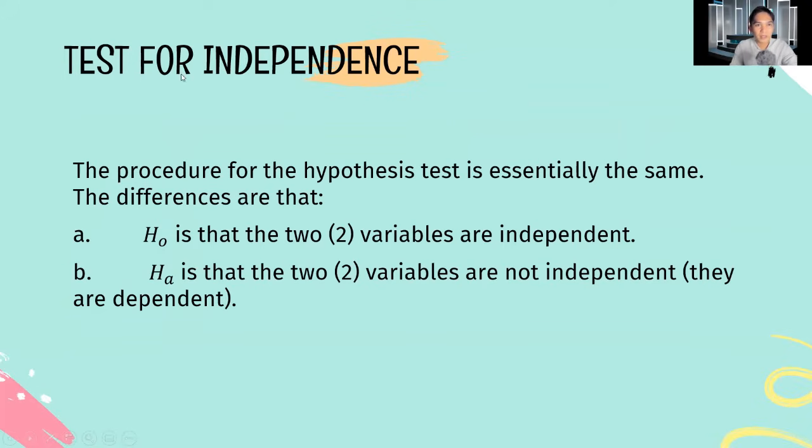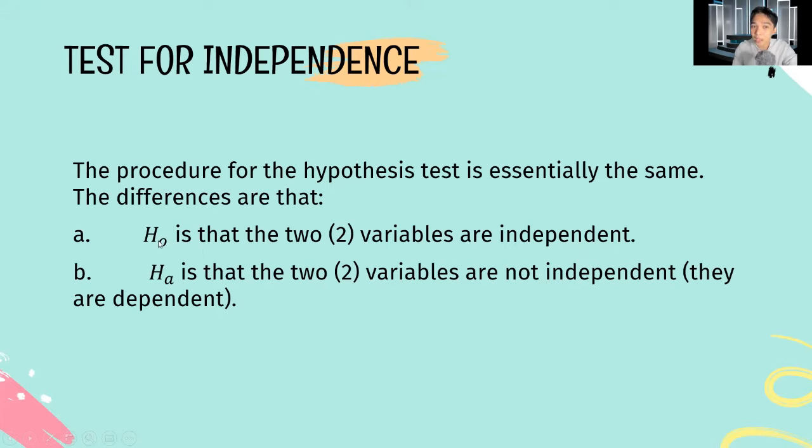Okay, proceed na tayo sa ating test for independence. So the procedure for the hypothesis test is essentially the same. So almost the same lang siya dun sa ating goodness of fit. So the difference is the null hypothesis is that the two variables are independent. Kanina sa chi-square, meron lang tayong one categorical variable. In this test for independence, meron na tayong two variables na kino-compare.